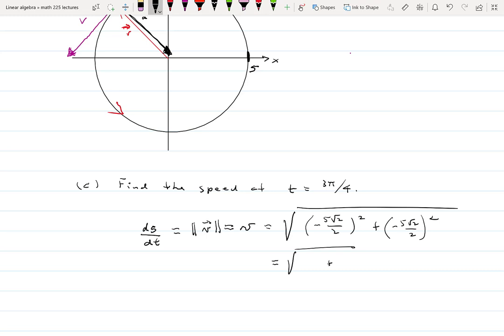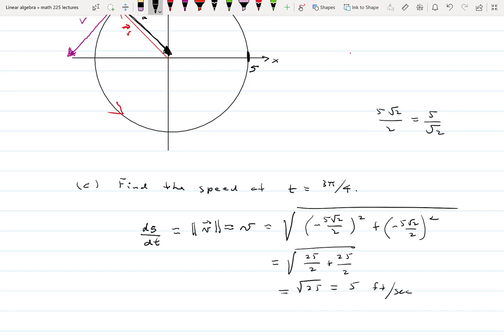5 radical 2 over 2 is the same thing as 5 over radical 2, which might be easier to look at that way. So I have 5 over radical 2 squared plus 5 over radical 2 squared. That's 25 over 2 plus 25 over 2, or 50 over 2, which is 25. The square root of 25 is 5. If you want feet per second, even though I really didn't write in the units of measure, my speed is 5.